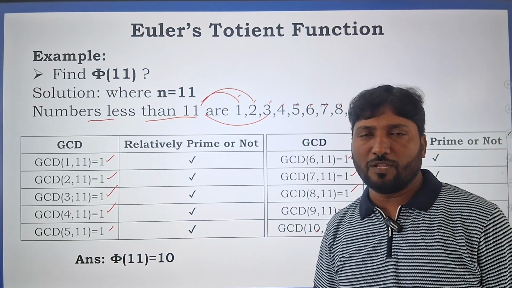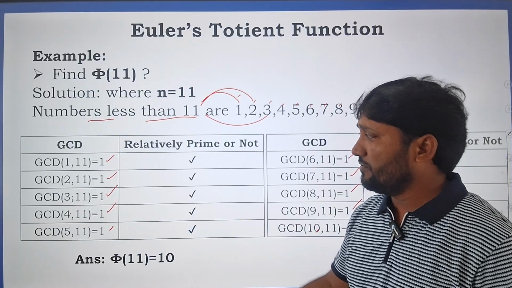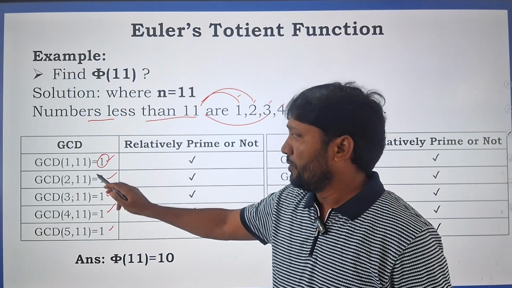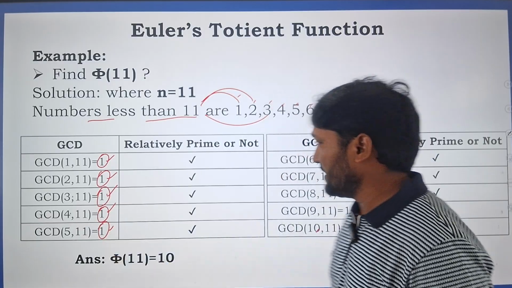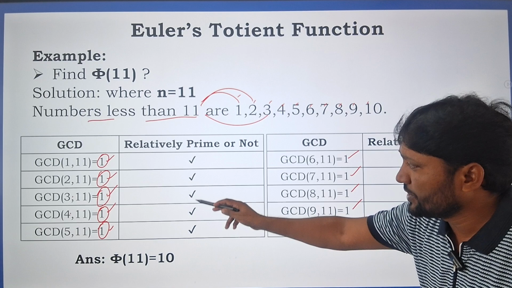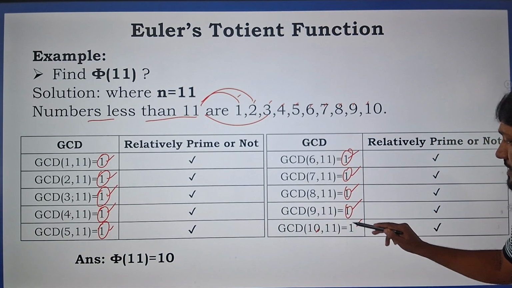What are the relatively prime numbers to n? Here n is 11. What are the values whose GCD with 11 is 1? Those can be considered relatively prime numbers to the n value: 1, 2, 3, 4, 5, 6, 7, 8, 9 and 10.